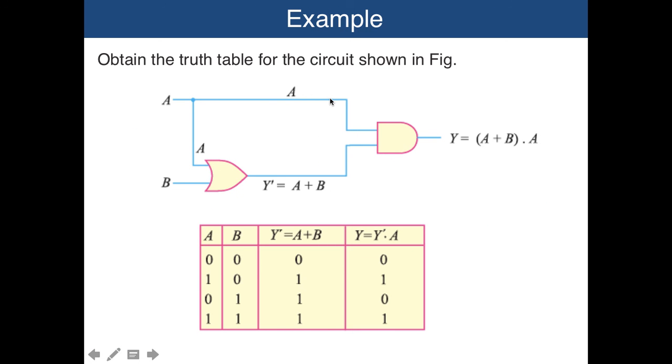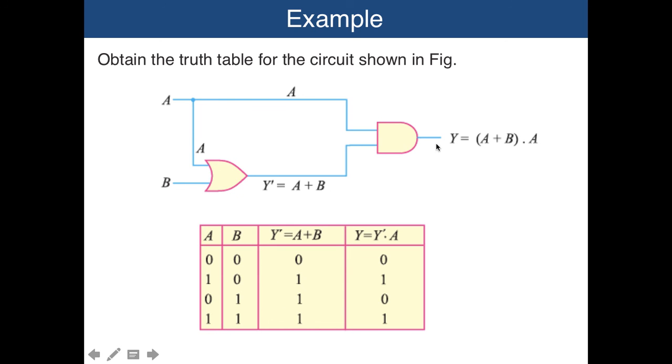Let's take a few examples. If this circuit is given to you, you need to make a truth table. Simply, if you see here, this is the OR gate and this is the AND gate. For the inputs A and B, since this is an OR gate, this operation will be done: A plus B. The OR gate output is connected to the AND gate input, and this input is directly connected to the AND gate input. So A, B, Y prime equals A plus B: 0 plus 0 is 0, 1 plus 0 is 1, 0 plus 1 is 1, 1 plus 1 is 1.